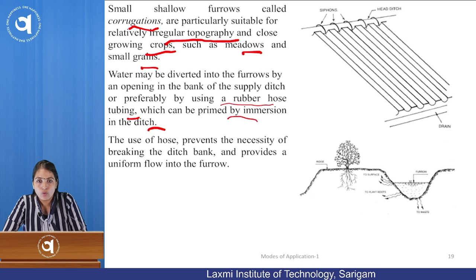The use of the hose. What is a hose? This is just a pipe through which we are supplying water. It prevents the necessity of breaking the ditch bank and provides a uniform flow into the furrows.